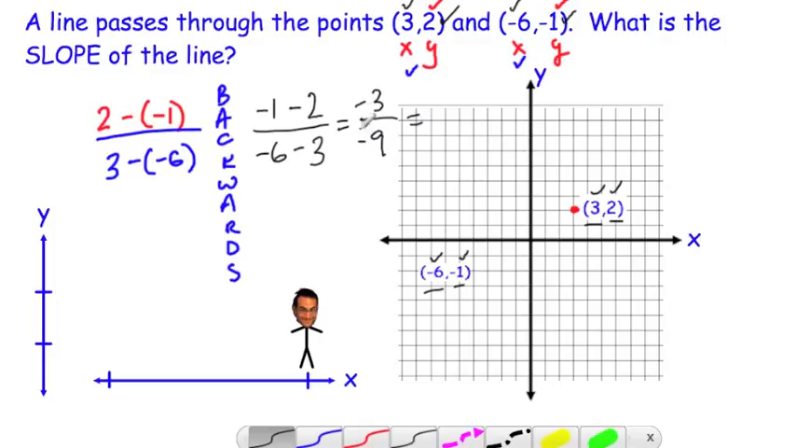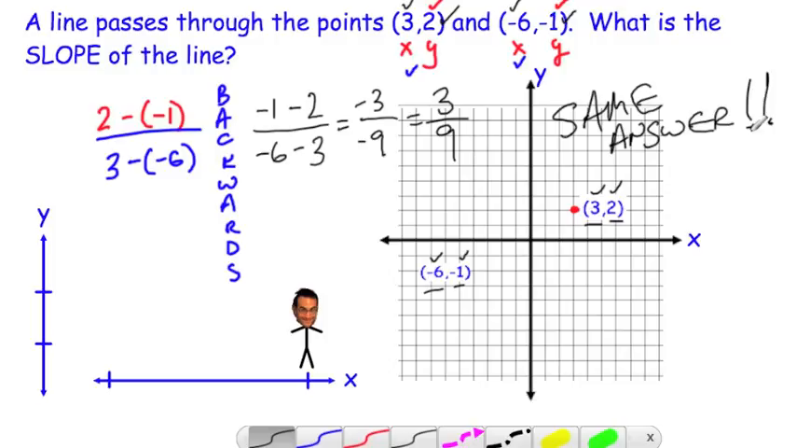Negative over negative, positive 3 over 9. Look at that. Same answer. It doesn't matter if you do this one first or this one first. As long as you do it correctly, you'll get the same answer.